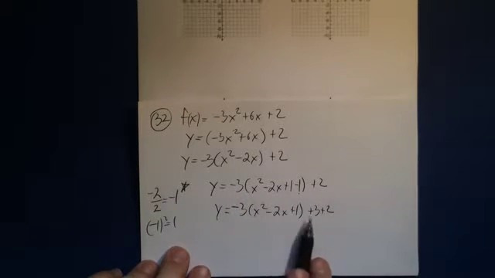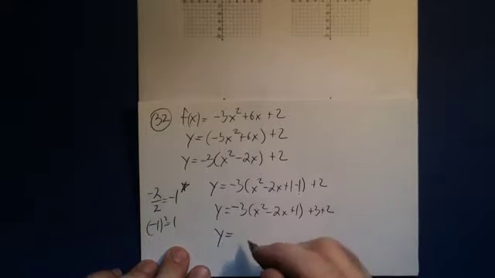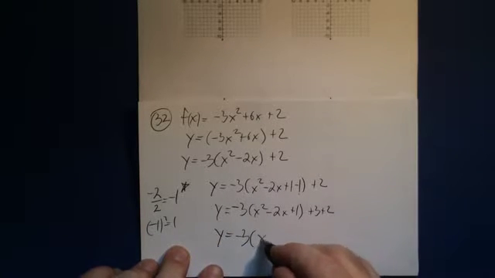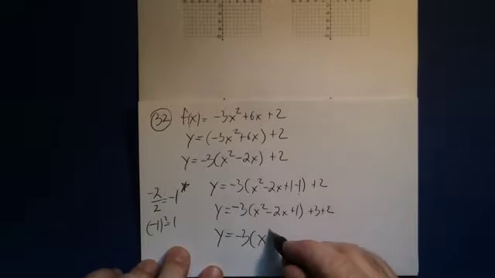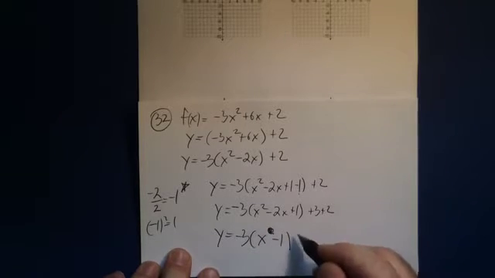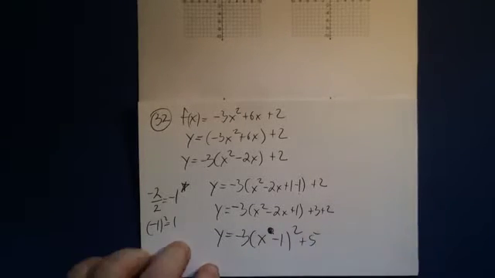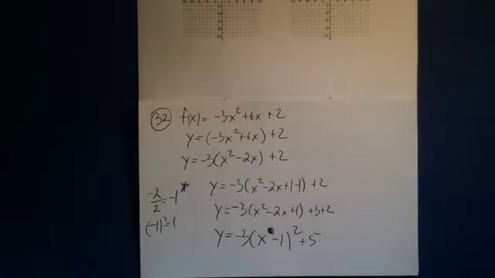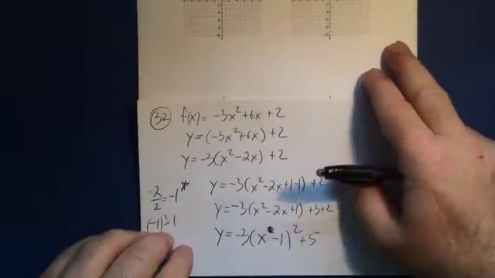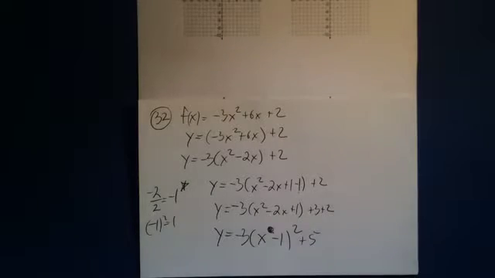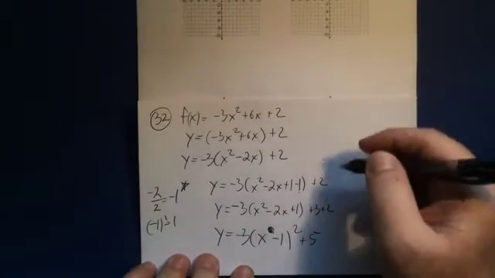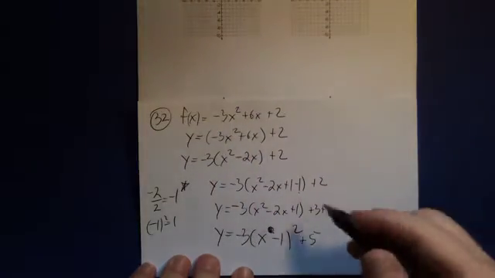And now I can rewrite this, add this, and that'll be y is equal to negative 3 times x minus 1 squared plus 5. So what do I know based on all this work so far? Let me make sure that everyone can see that solution. Good. I'll try to save the room up here for the table.